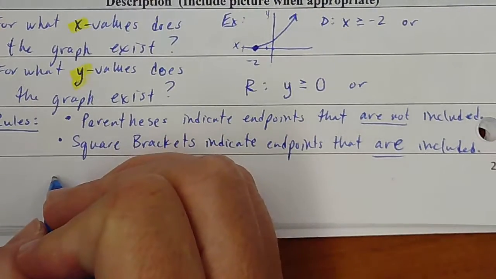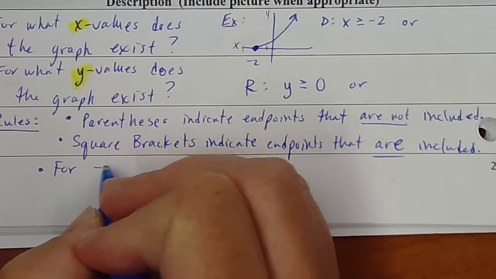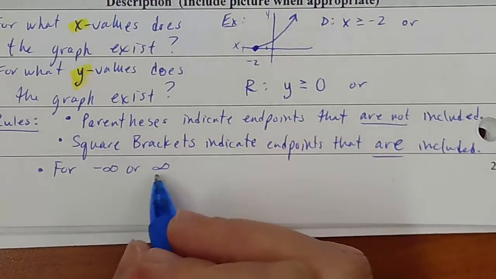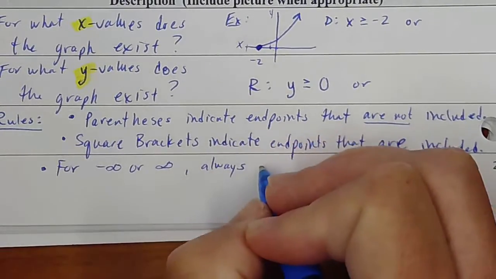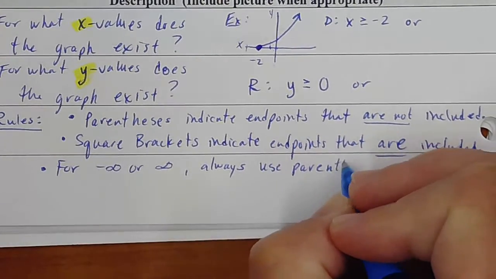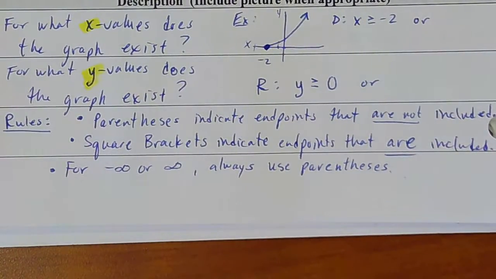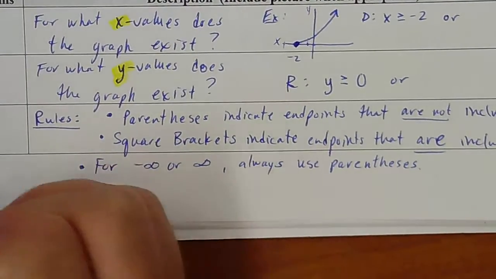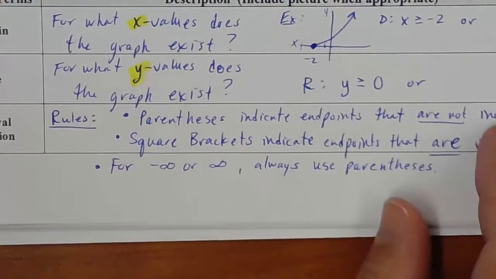Okay, and one other little rule, and then we'll take a look at these. For negative infinity or positive infinity, and it's kind of a sideways 8 for those symbols, you always use parentheses because that's a number you can't really capture anyways, and so because of that, the rule is to always use parentheses. Okay, let's squeeze in a couple examples down here.